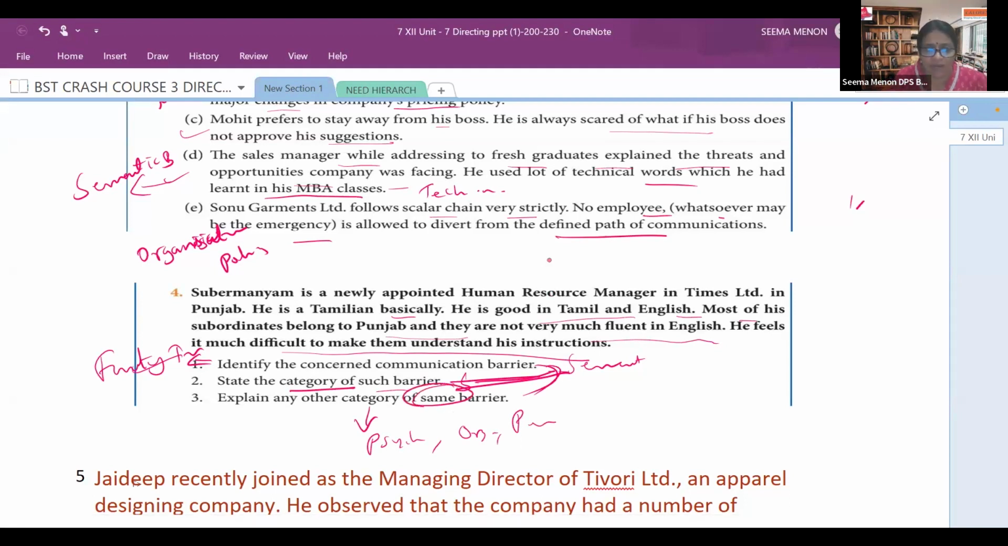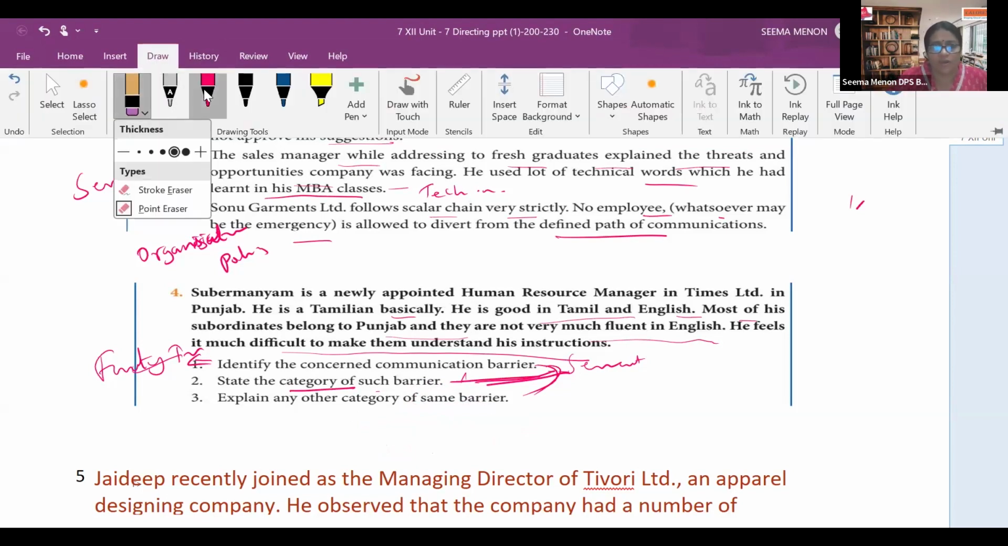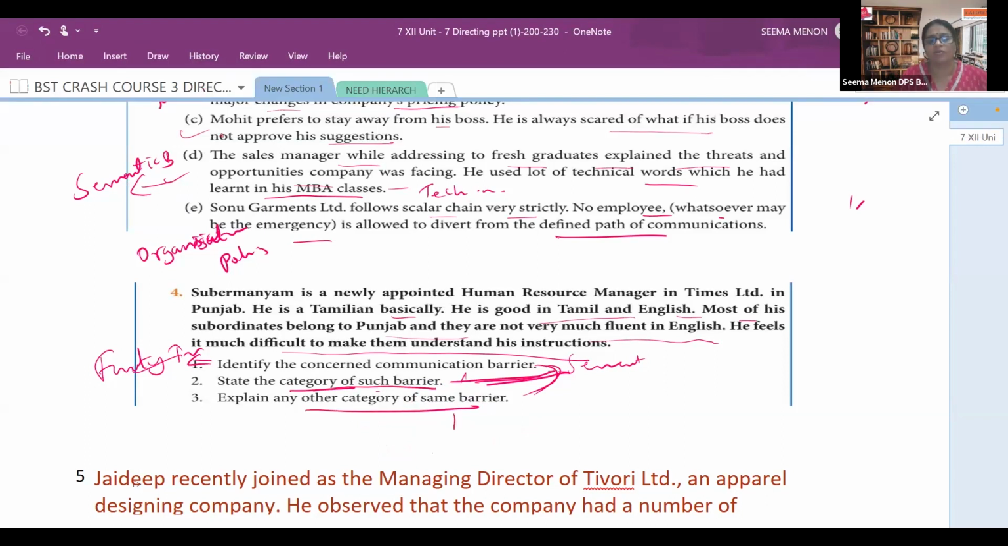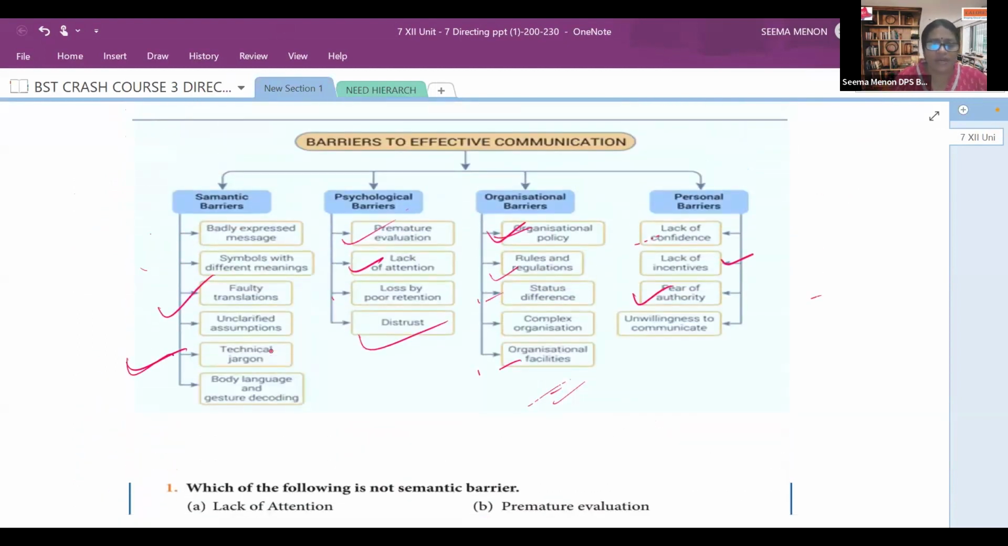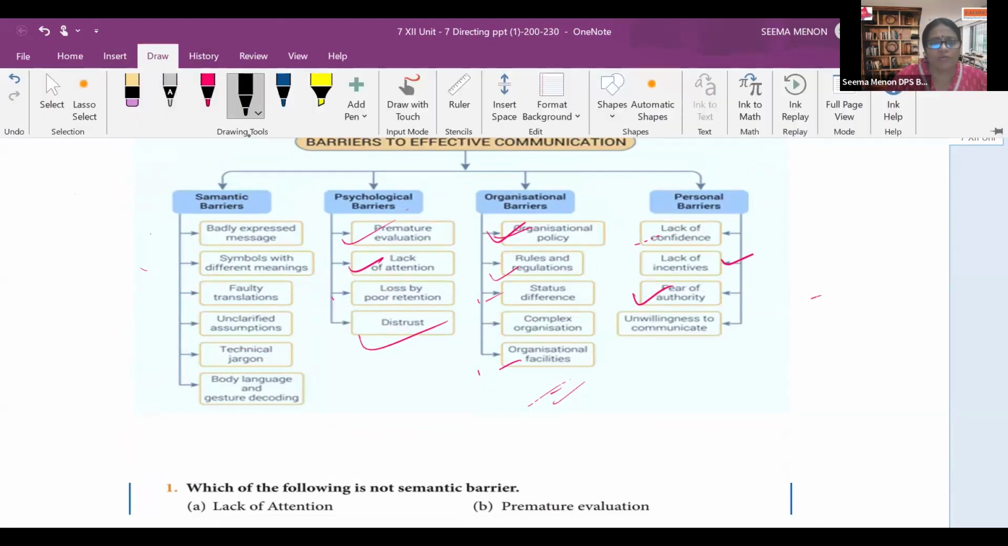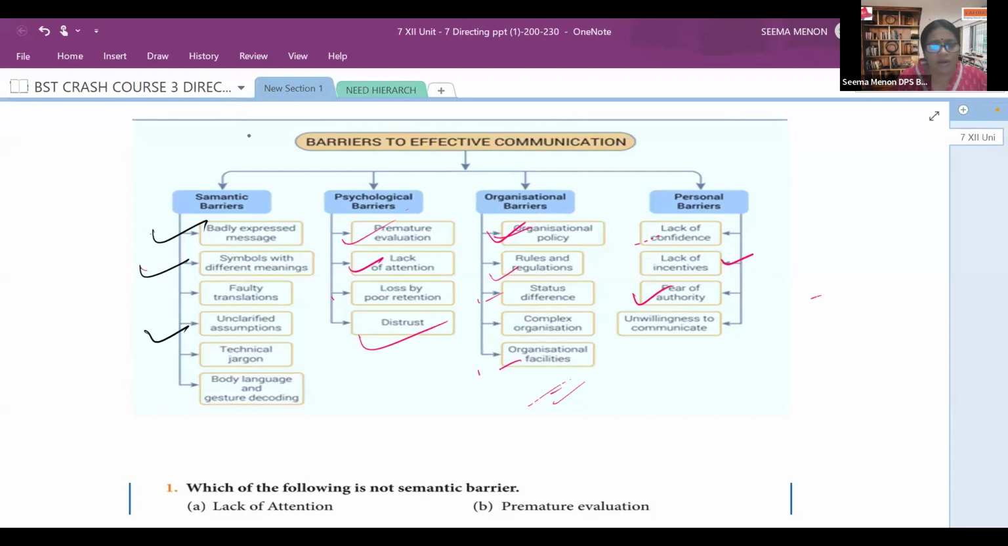But here it is mentioned same barrier, not category of same barrier. Category of same barrier is a barrier of effective communication, and it says same barrier, not the types. So what can you explain? Category of such barrier and same barrier. Since it is the same barrier, what will you explain? You can explain technical jargon, or badly expressed message. So out of these 6, our answer was faulty translation. Then after that, other than faulty translation, any 2 points you can explain. Any 2 points: badly expressed message, unclarified assumptions, technical jargon. Technical jargon you will not explain for now. In the local areas it will not affect, right? So that will not come.